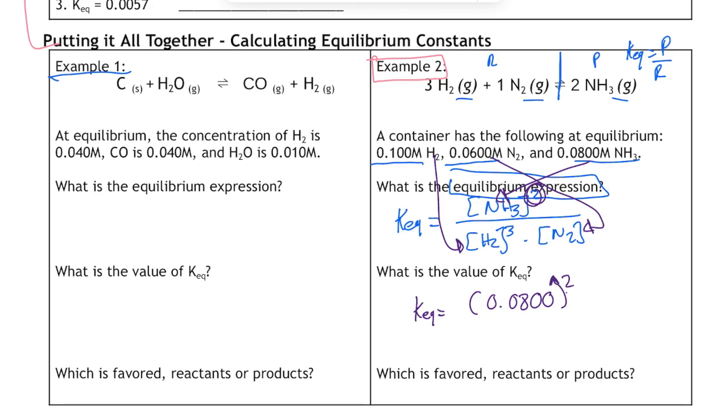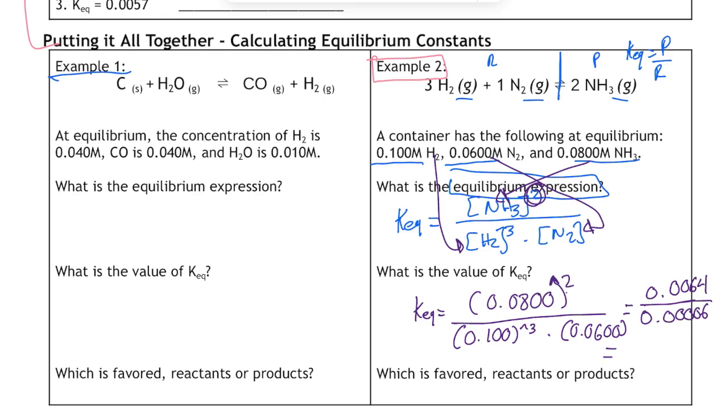Remember how we used to do it with the pH with the caret? Okay. H2 is 0.100. Don't forget to put the exponent times 0.0600. Make sure you multiply the top and then you multiply the bottom. Okay, put this in your calculator. I believe the bottom is 0.0006 and the top is 0.0064.